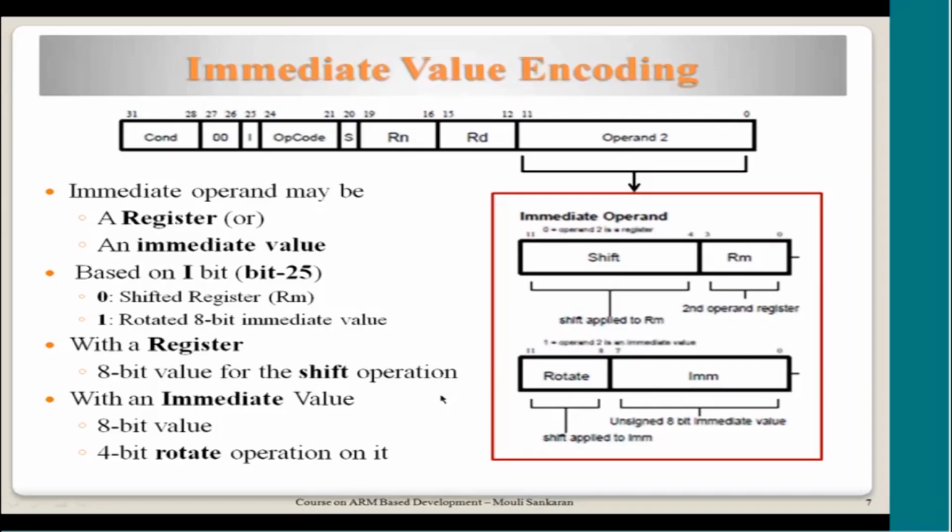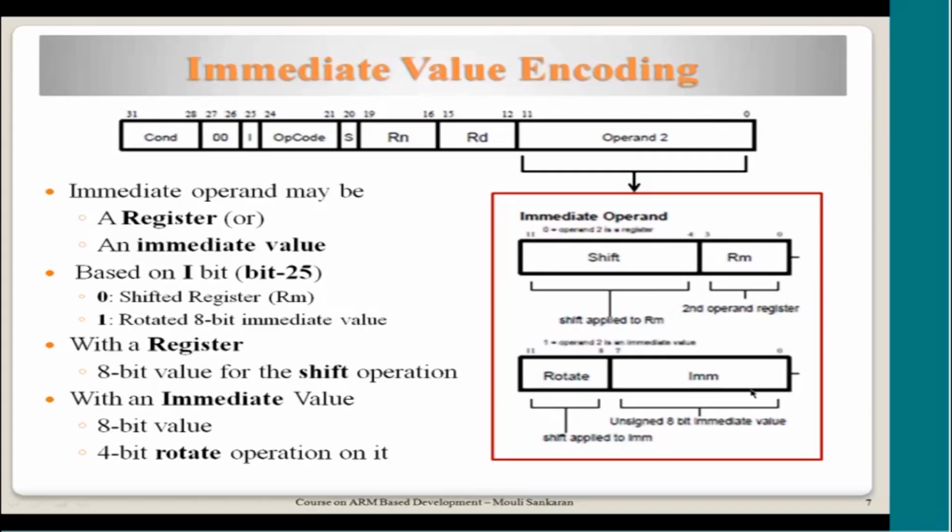Remember what I am showing: with a register, you have an 8-bit value for the shift operation. Suppose one operand is coming from RM, how many bits will come? A 32-bit value will come from one of the registers in the register file, and then you will perform a shift operation based on this 8-bit value. How this 8-bit value is interpreted, I will explain to you.